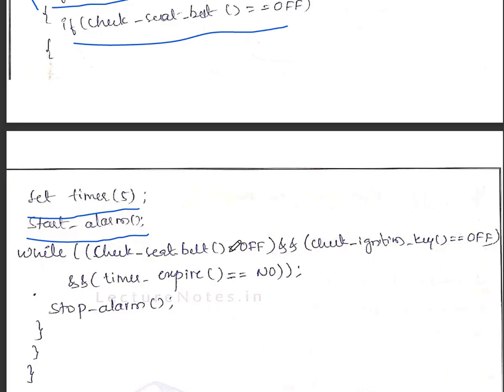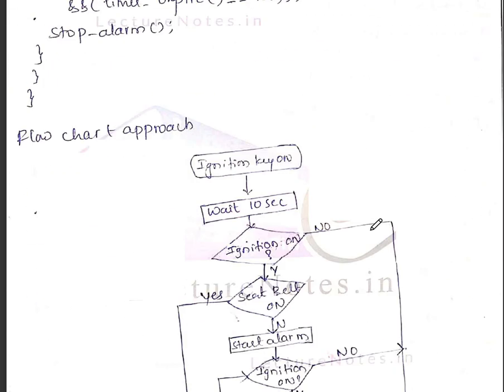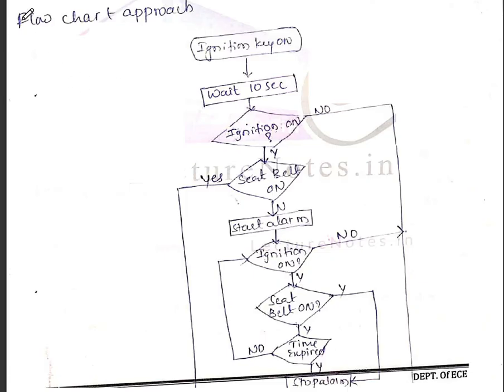If the seat belt is off as well as the ignition key is off, after the timer expires, it will stop the alarm. So this is in terms of the flowchart approach. Initially ignition key is on. It will wait for 10 seconds until the user is going to wear the seat belt. After that, the ignition key is on.